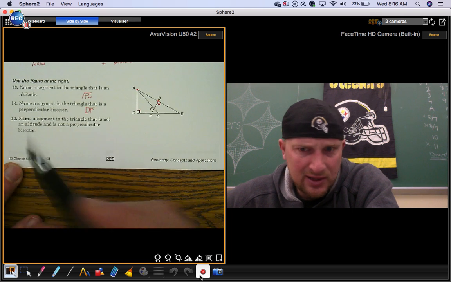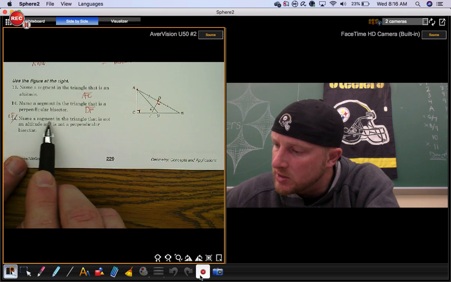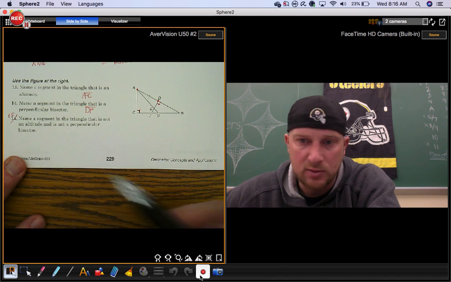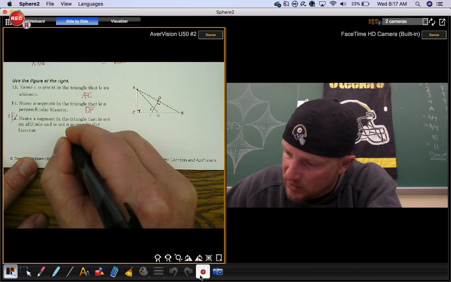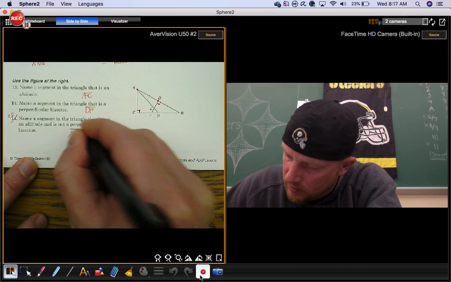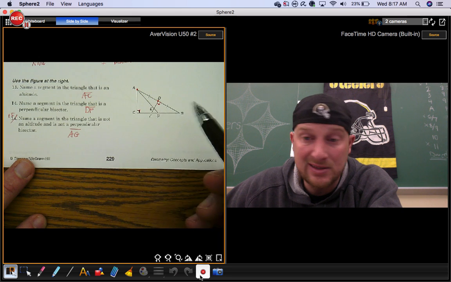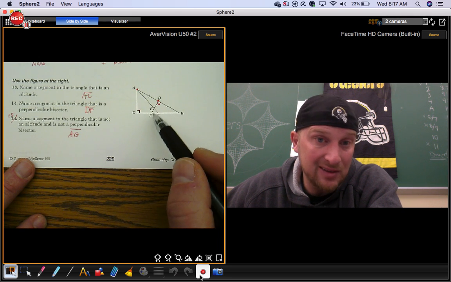Number 14 again. Let's call that 15. Makes more sense. Name a segment in the triangle that is not an altitude and is not a perpendicular bisector. Well, how about segment AG? Segment AG touches a vertex and it touches a point on the other side, which isn't necessarily a midpoint. Maybe it is, but we can't say for sure that it is. And it doesn't meet at a right angle.